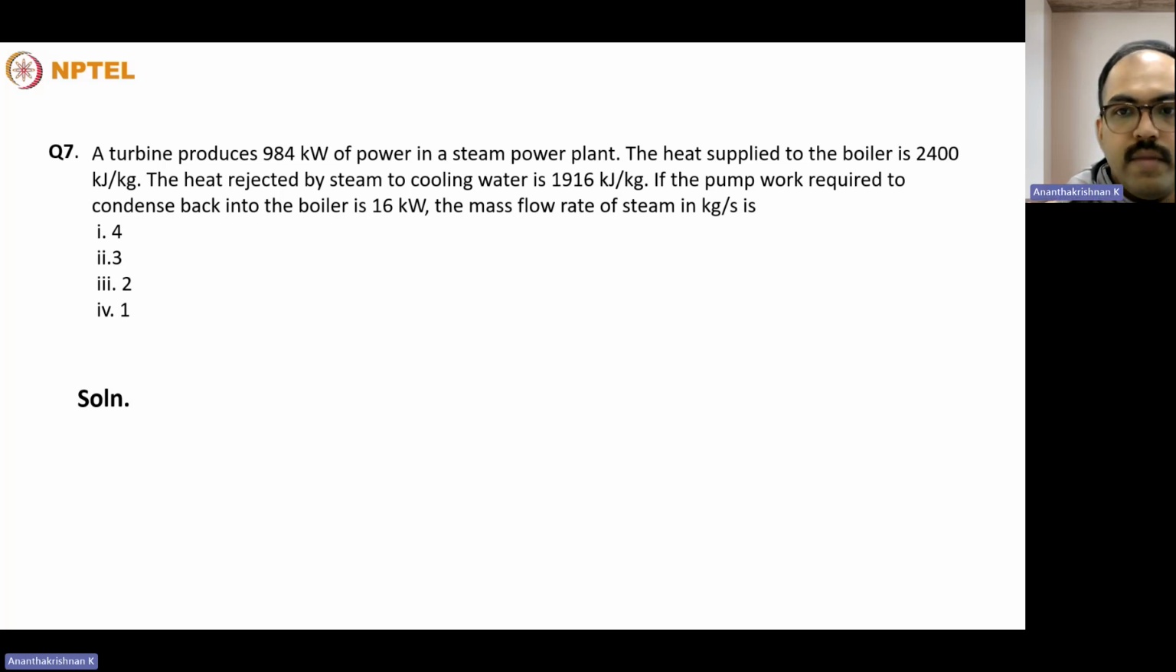So the turbine work, positive work, is given. Heat supplied to the boiler is given. Heat rejected by steam to cooling water is given. The pump work required to condense back into the boiler is 16 kilowatt. Pump work is also given. The mass flow rate of the steam we need to calculate. Try to solve. I'll also try to solve it in a minute.